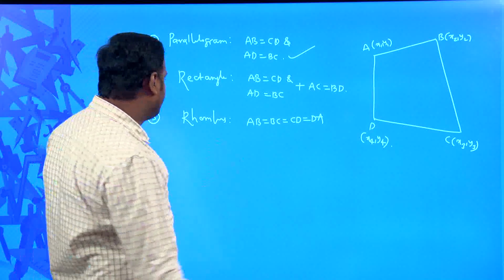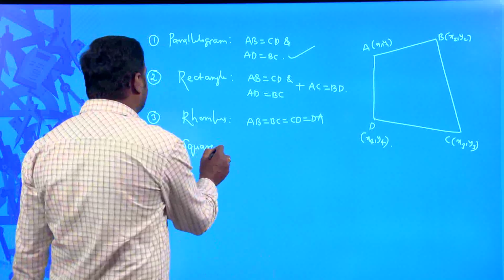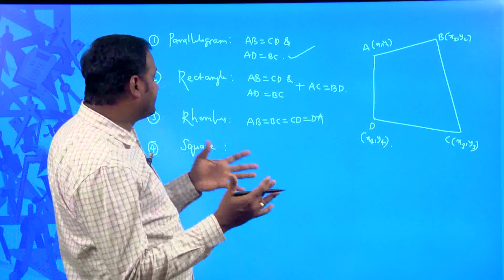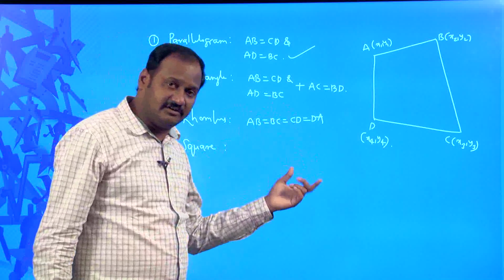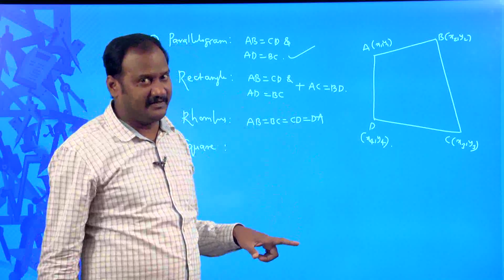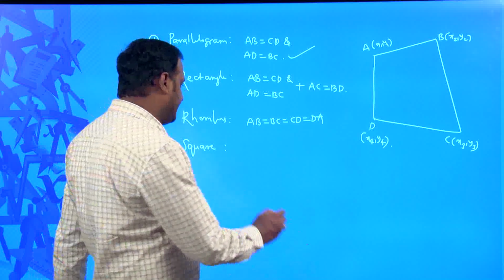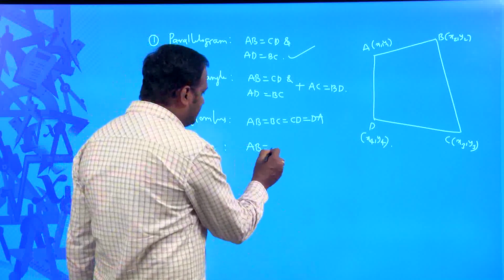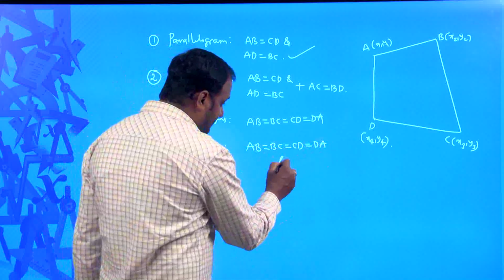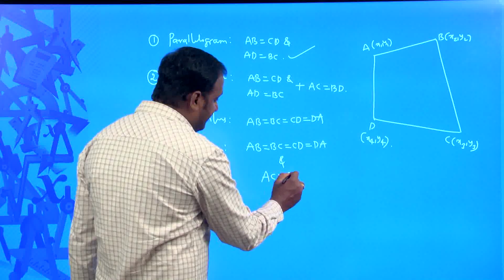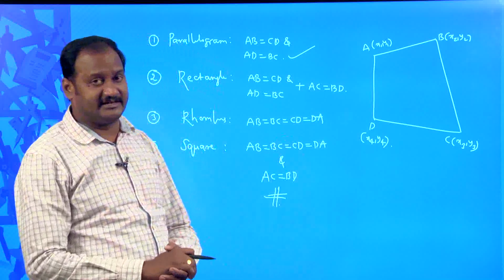You understand? And coming to the next one, what is that? That is a square. So when is a quadrilateral said to be a square? You will have to distinguish between a rhombus and a square, because in a square all the four sides are equal as well as both the diagonals are equal. So that is the additional property of a square over a rhombus. So you will have to prove that AB is equal to BC is equal to CD is equal to DA, and diagonals AC and BD are also equal, then only you can say that it is a square, otherwise it is not a square.